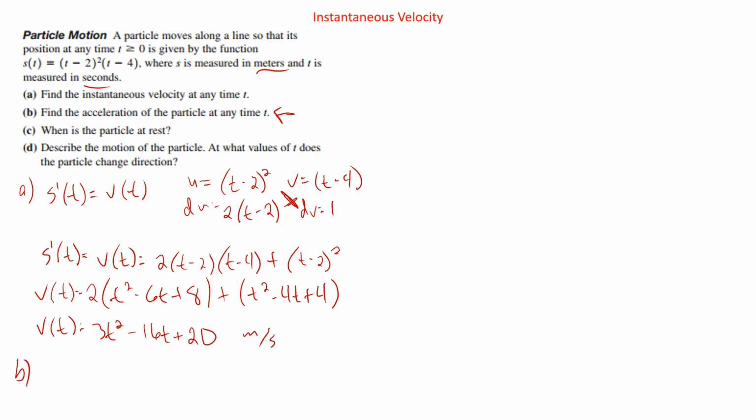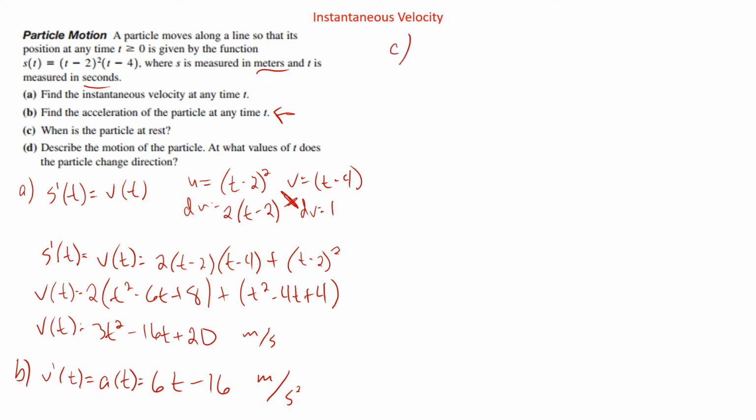B, find the acceleration. The acceleration is just going to be the derivative of the velocity. So 3t squared, multiply the 2, get 6t minus 16. The 20 is a constant, so it goes away. We're divided by seconds again, basically, so we're going to have meters per second squared now. So that's the acceleration at any given time t.